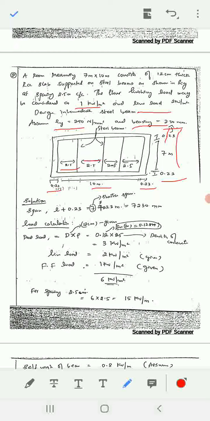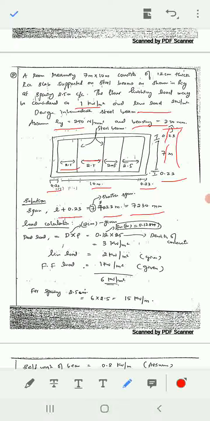Now we have to go with the solution, that is span is equal to whatever L span is given in the question, that is shorter span, that is 7 meter, right? Shorter span I have to take, that is 7 meter, but we have to add the 0.23 wall thickness to get effective length, that is L plus 0.23, that is 7.23 meter or 7230 mm. Okay, first we have to go with the load calculation.